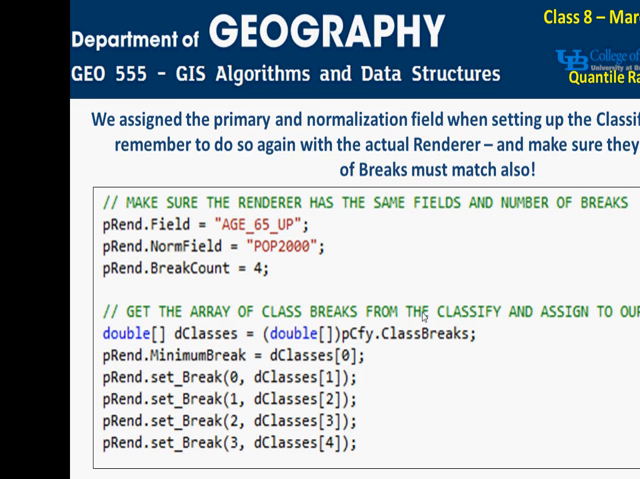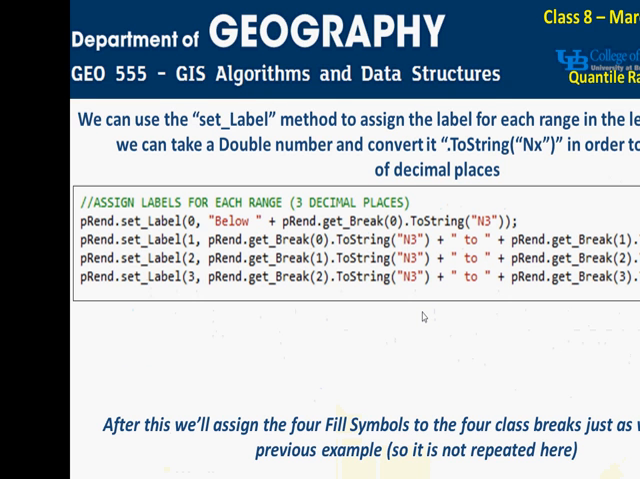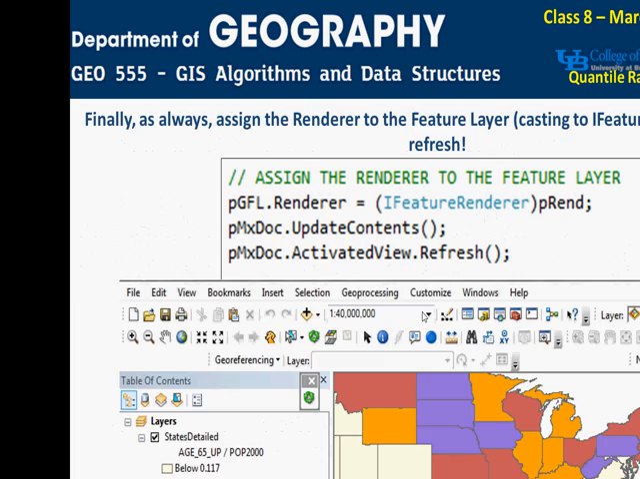And then after that long and drawn out thing, now I'm going to set labels using those breaks. So this will get the numbers that I just set. I convert the number to string using 3 decimal places, using N3. And now we're finally done.